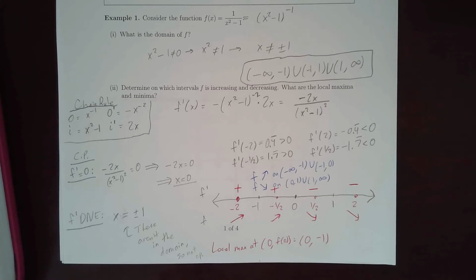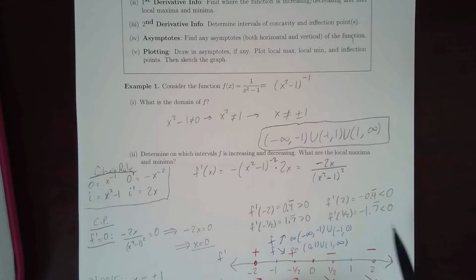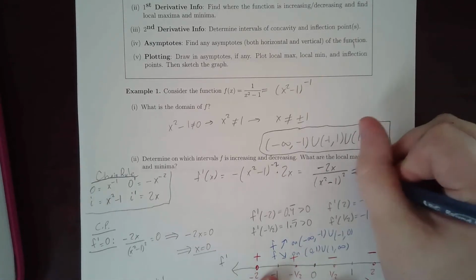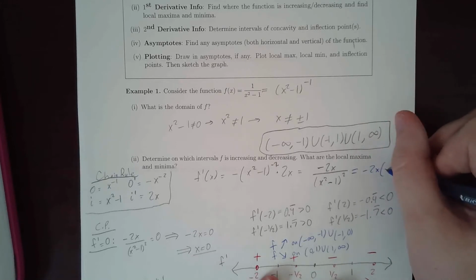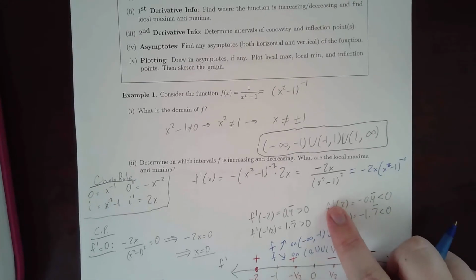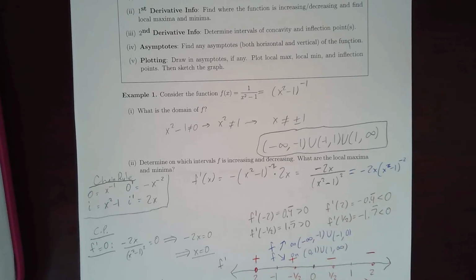Alright, after this we're going to move on to our inflection points and determining the intervals of concavity. In order to do this, we need the second derivative of this function. So we want the derivative of this. Just as a reminder, this would be negative 2x times x squared minus 1 to the negative 2. We also could just go ahead and do quotient rule if we wanted to. So there are multiple paths we can take to take the derivative of this function, whether you want to use the product rule or the quotient rule. We will, of course, need to use the chain rule a little bit in here.